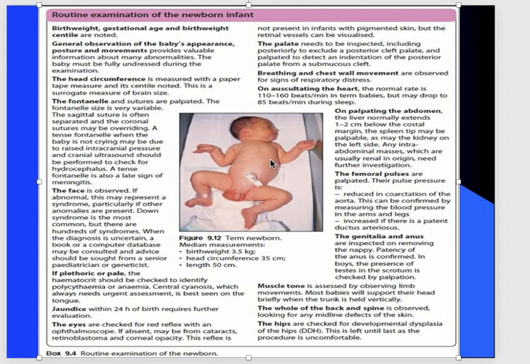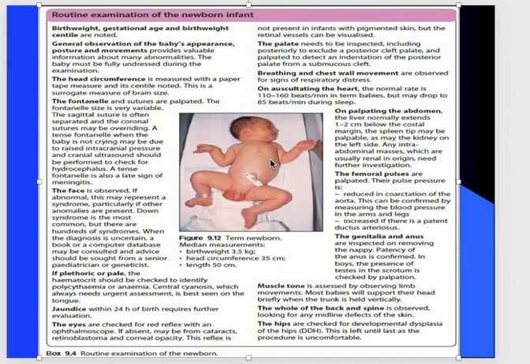They can check this, and then they go on to the head. In the head, check the fontanelles. There are 2, anterior and posterior, because the sutures are not closed at the time of birth. And they check that. Of course, if there is an increase in intracranial pressure, they can be bulging.